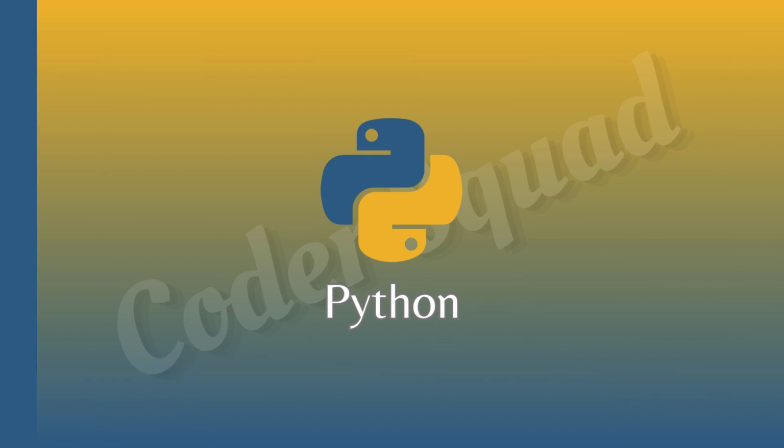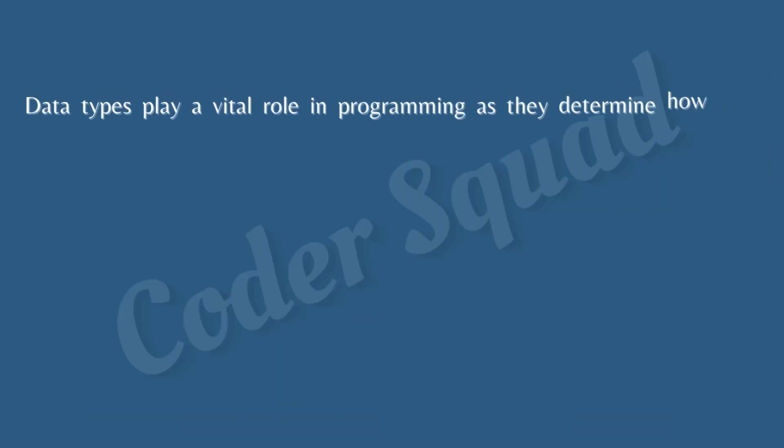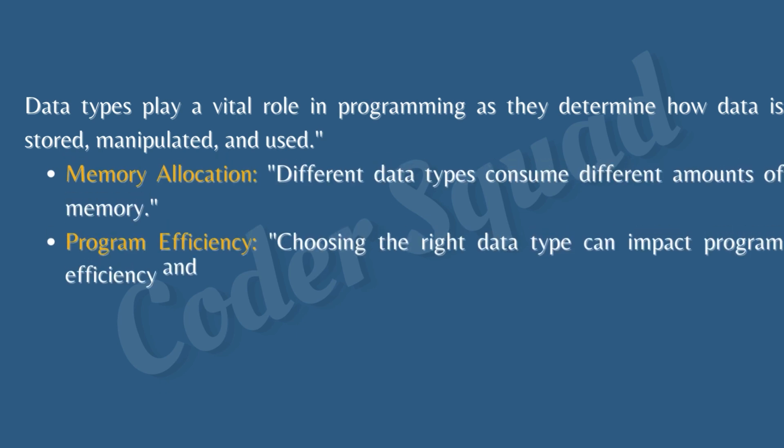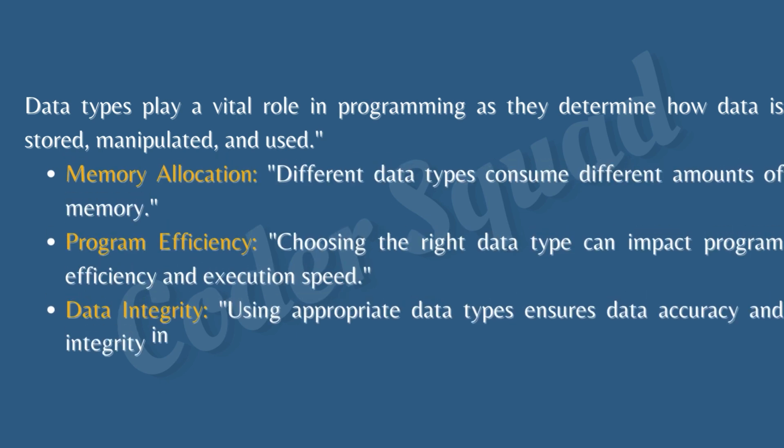Data types play a vital role in programming as they determine how data is stored, manipulated, and used. Memory allocation. Different data types consume different amounts of memory. Program efficiency. Choosing the right data type can impact program efficiency and execution speed. Data integrity. Using appropriate data types ensures data accuracy and integrity in programs.